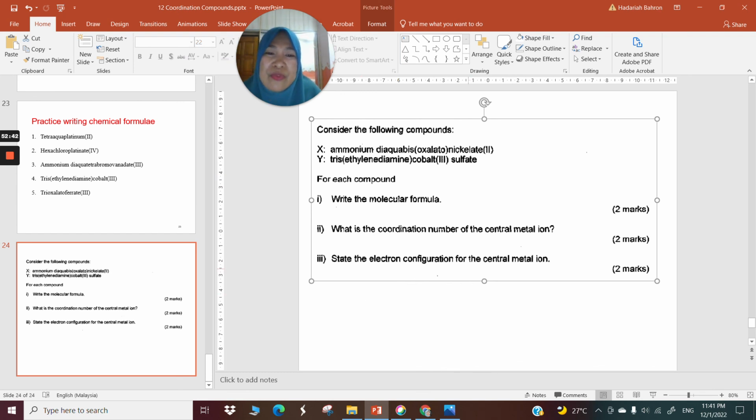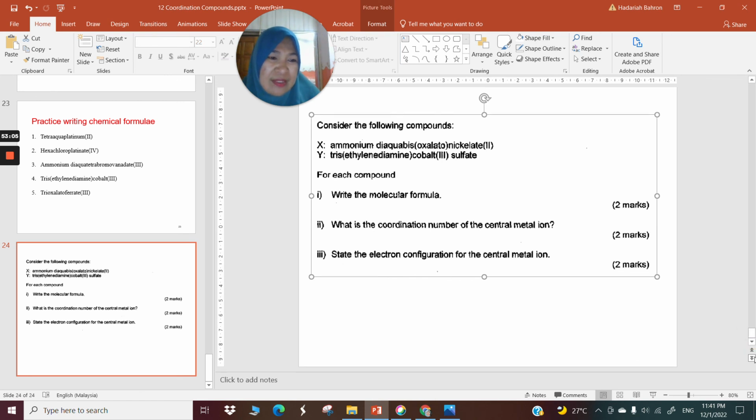State the electron configuration of the central metal ion. You must first determine the oxidation state of that metal. Then from that oxidation state, you can give me the electron configuration, the 1s2, 2s2, 2p6, and so on. So I want that, right? So those are the questions that you have to try.